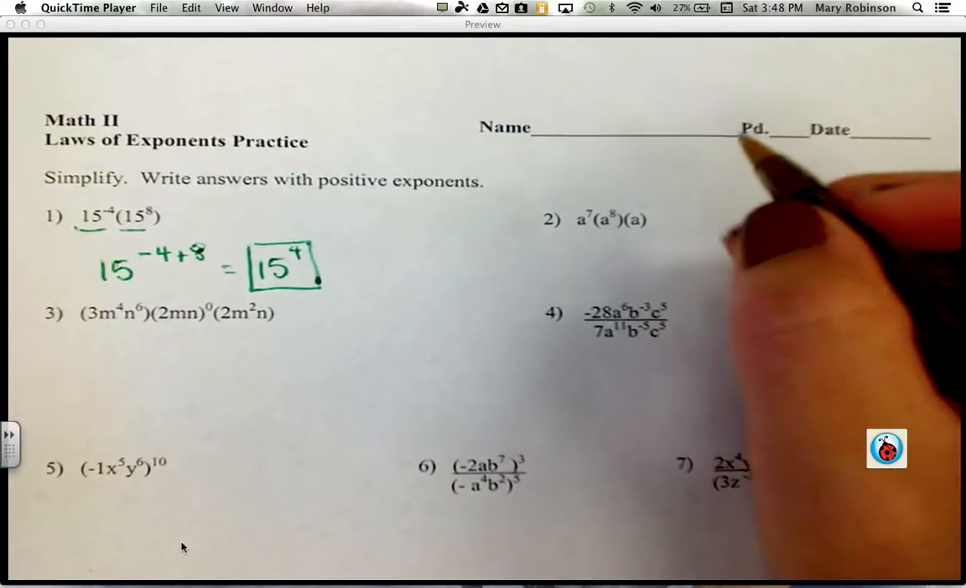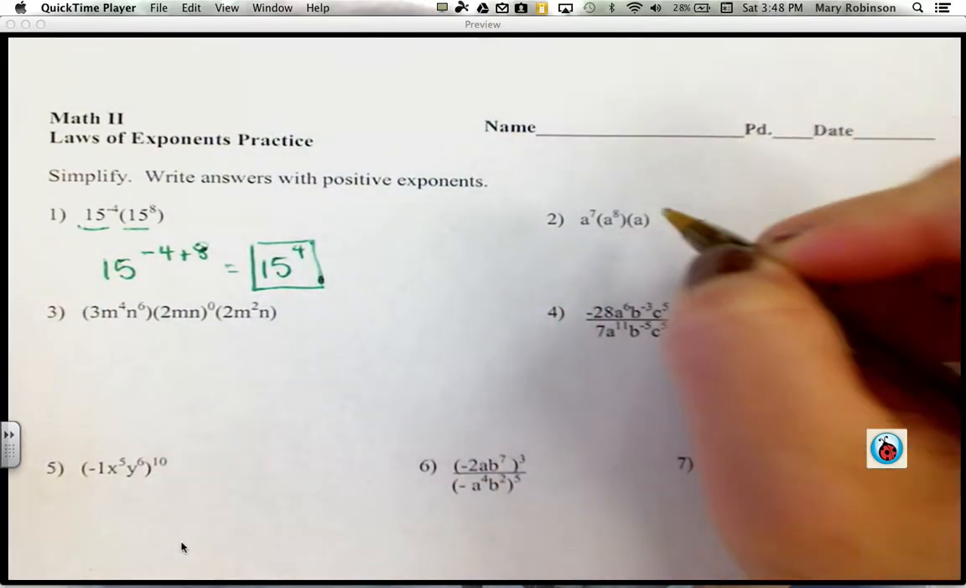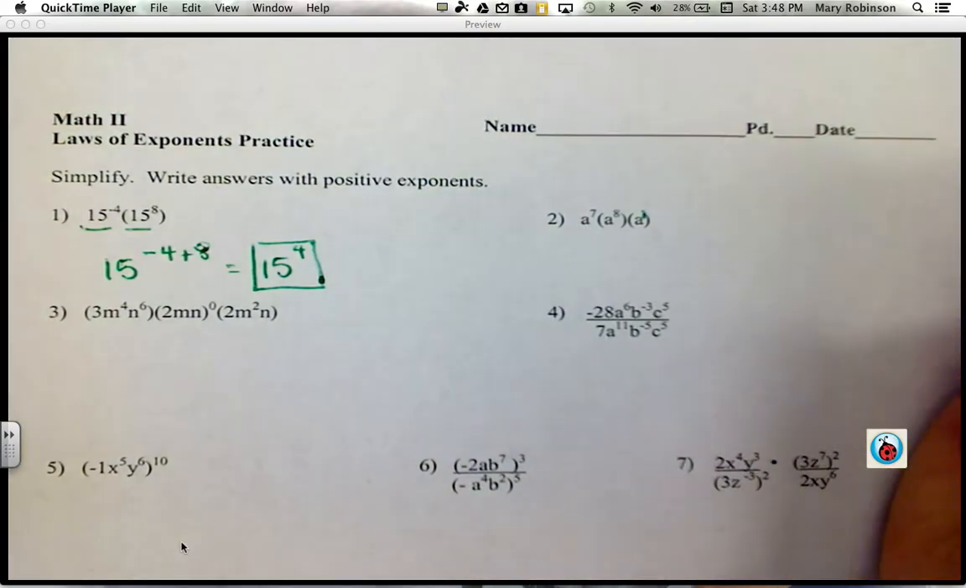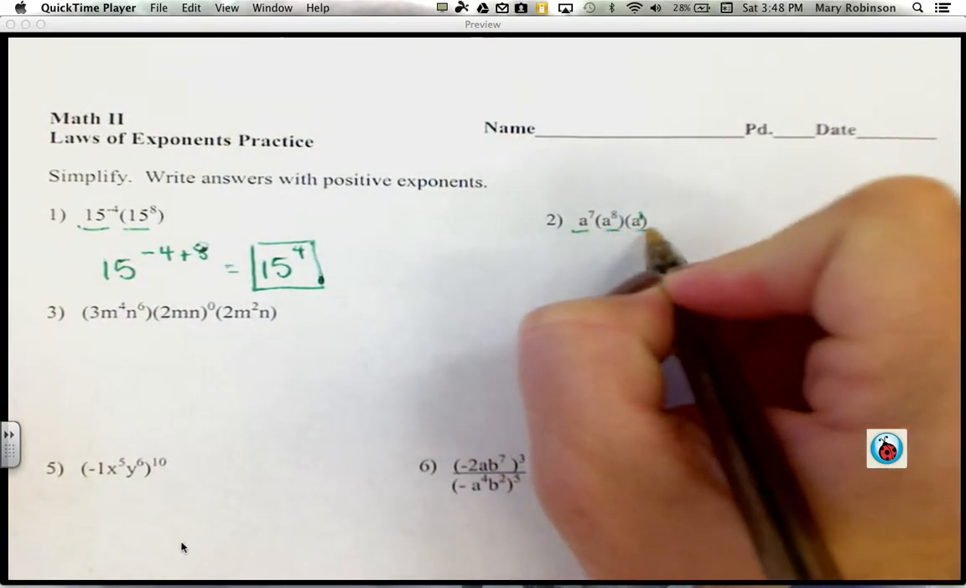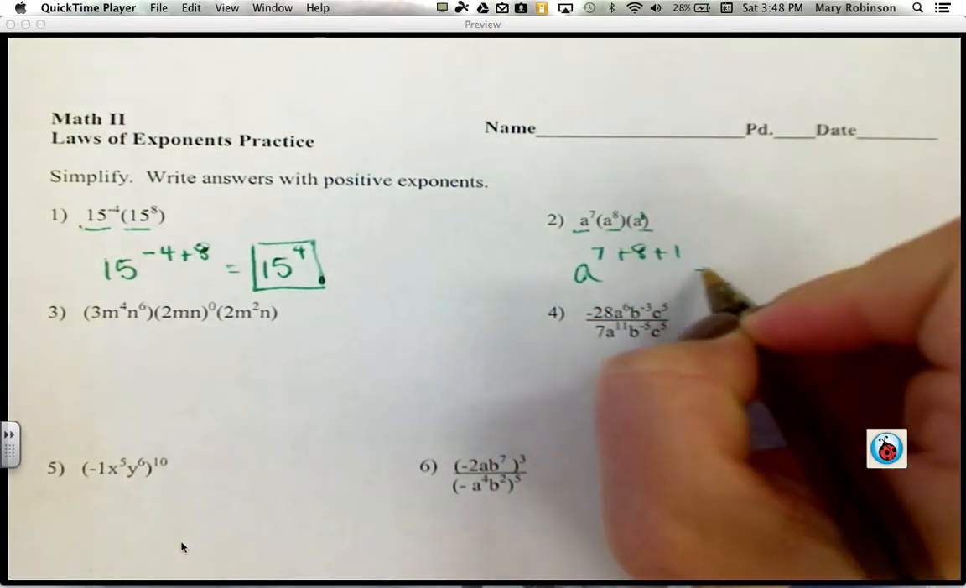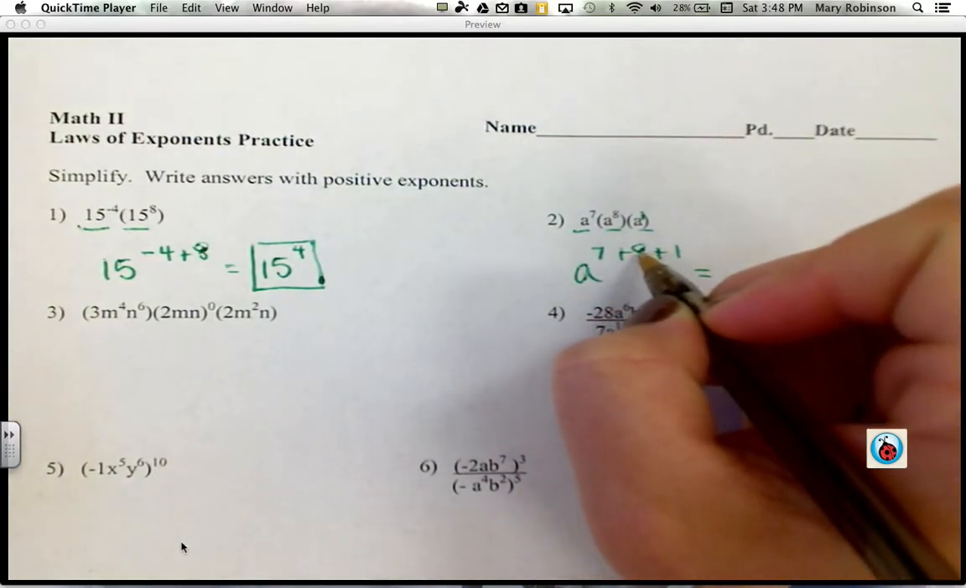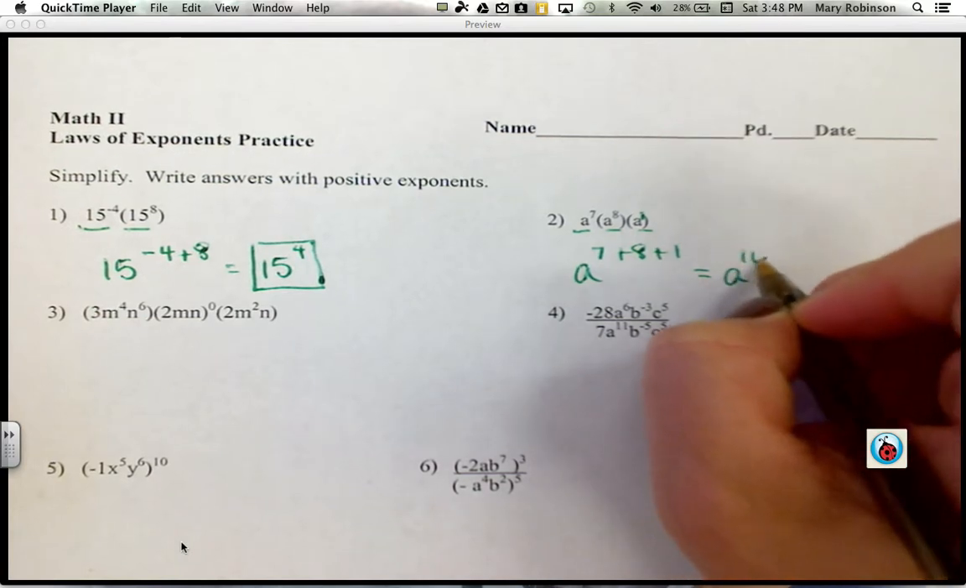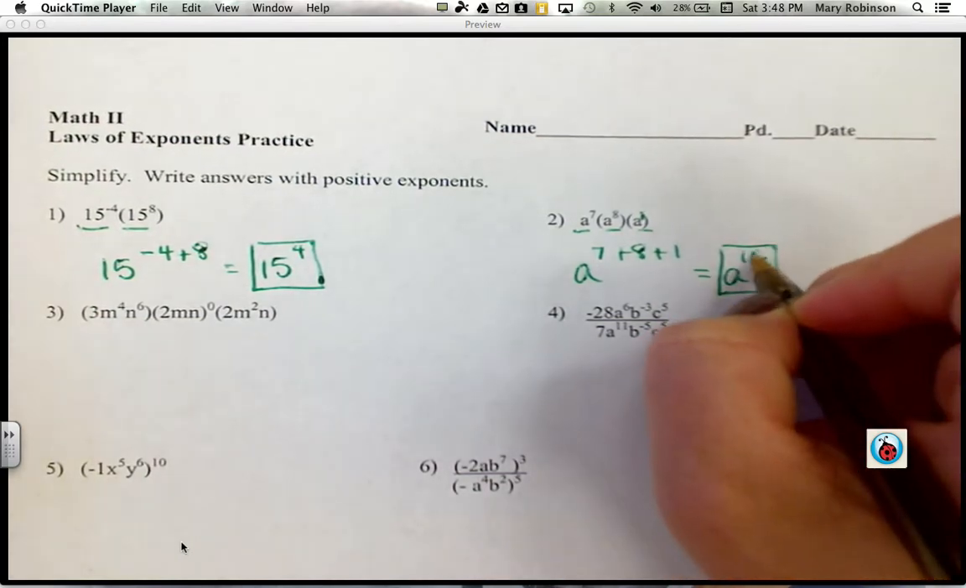For number 2, understand that any variable that you do not see an exponent for does have an understood 1. Because we do have like bases, we again do want to add all of our exponents. So if we add 7 and 8, we get 15 plus 1 is 16. So you should have had 8 to the 16th power.